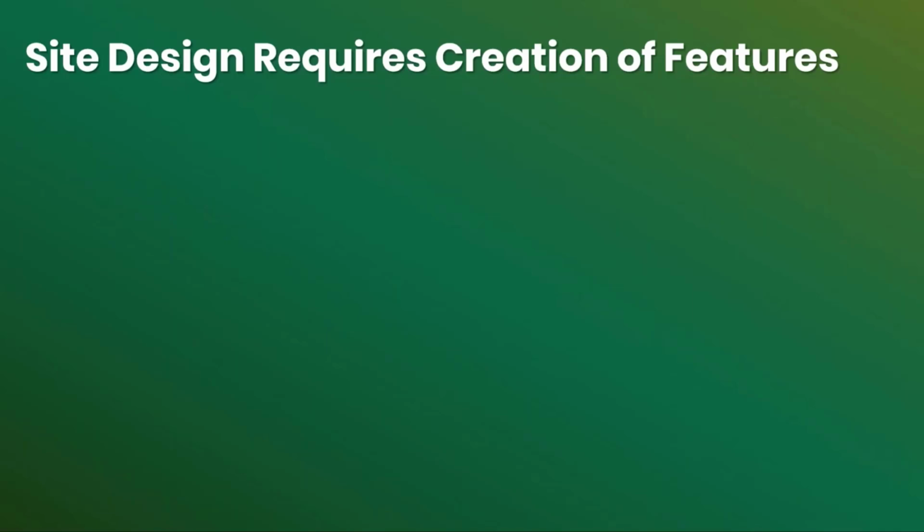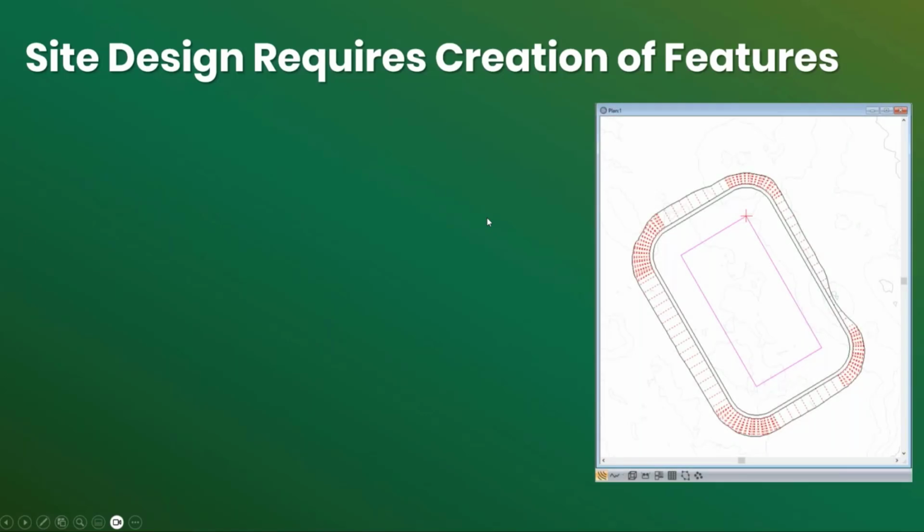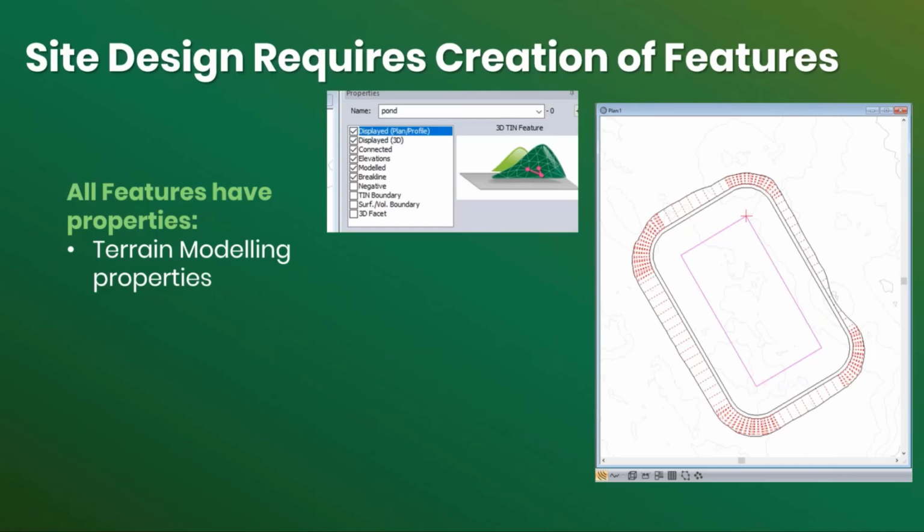For the actual site design side of things, it requires creation of features. As you saw, Matt's created our DTM. That's going to be our original ground surface, and we're going to bring that into the background. Next, we're going to look at creating features to be able to do site design with. I think it's really important to note that features inside of the terrain module have properties. There's a bunch of different kinds of properties, and a couple of them are really important to pay attention to. The first of which are terrain modeling properties.